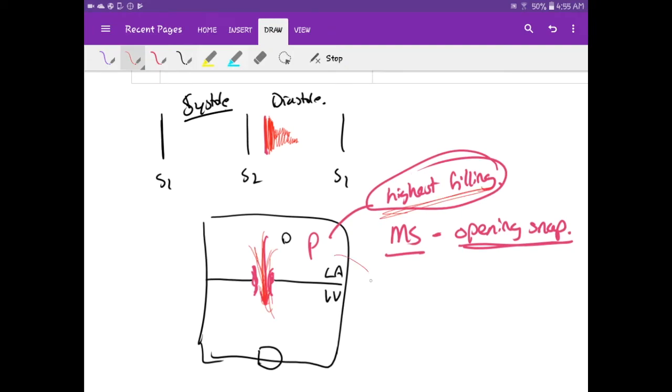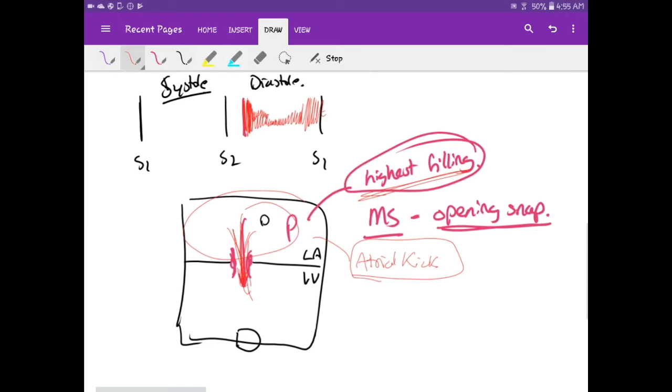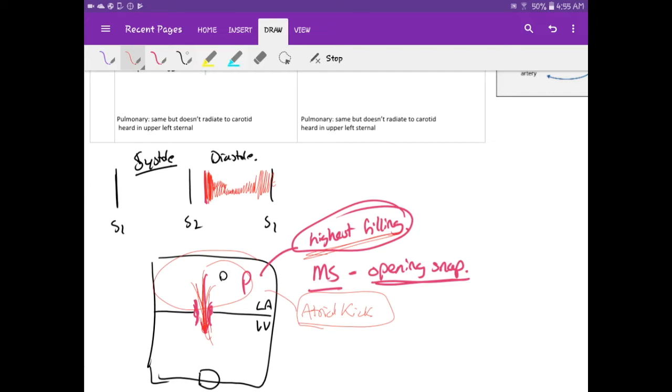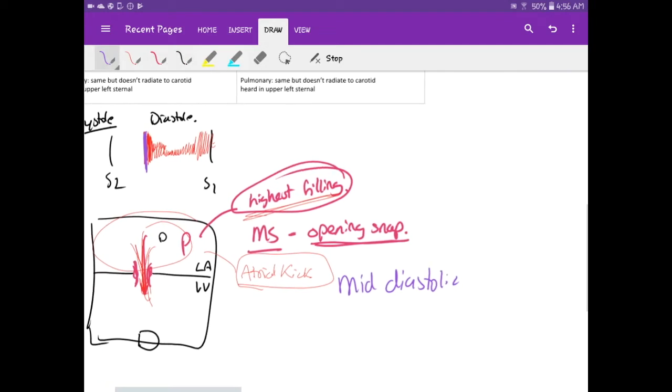What happens is you get something called an atrial kick. This actually contracts, and because it contracts, you get more blood moving up. An atrial kick happens just because there's a little bit more blood and it needs to get rid of it to the left ventricle. What we call it is mid-diastolic, because it happens in mid-diastole. I probably should have drawn a bit more middle. That's easy, I can just remove that and do S2. So mid-diastolic, and it has a weird name.